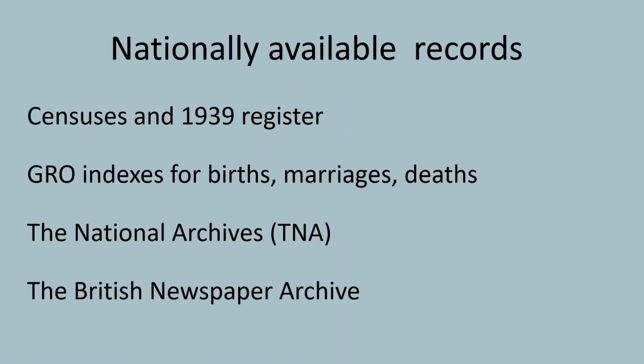So, people. Where do we get the information from? What sources are available? There are 4 broad groups of sources. Firstly, national available records, which anyone who's done any family history will be familiar with. They include the censuses, the indexes from the General Register Office, the National Archives, the British Newspaper Archive.